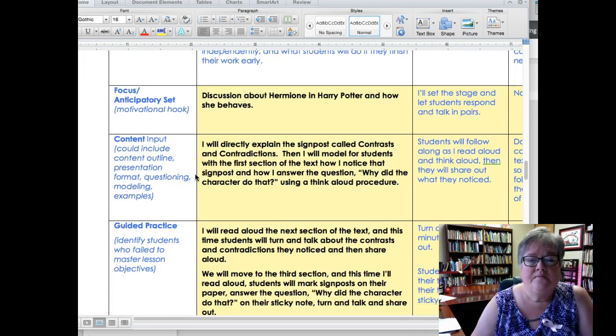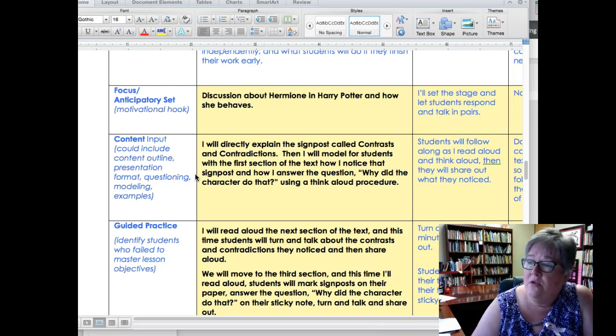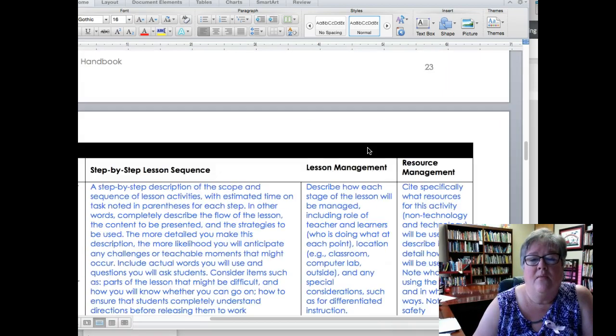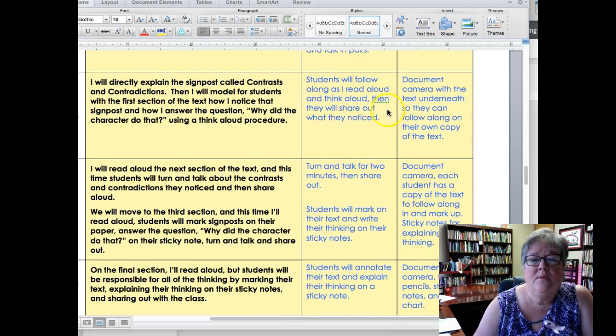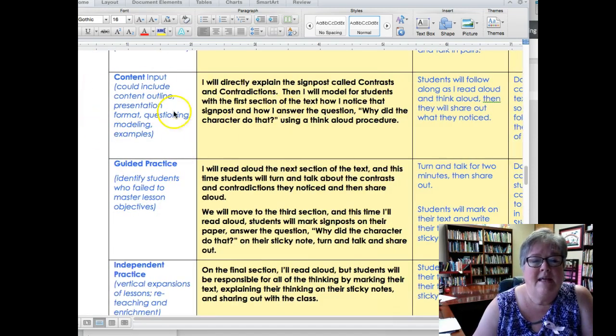The content. This is where I directly explained this particular signpost that was called Contrasts and Contradictions. And then I modeled for students using the first chunk of the text how I notice, how I pay attention, am alert for that signpost, and then how I answer that question, that generalizable language: Why did the character do that? Using a think aloud practice. Over here, I wrote in what students are going to be doing. They were to follow along while I read aloud and thought aloud, and then they shared out what they noticed. So that's the I do.